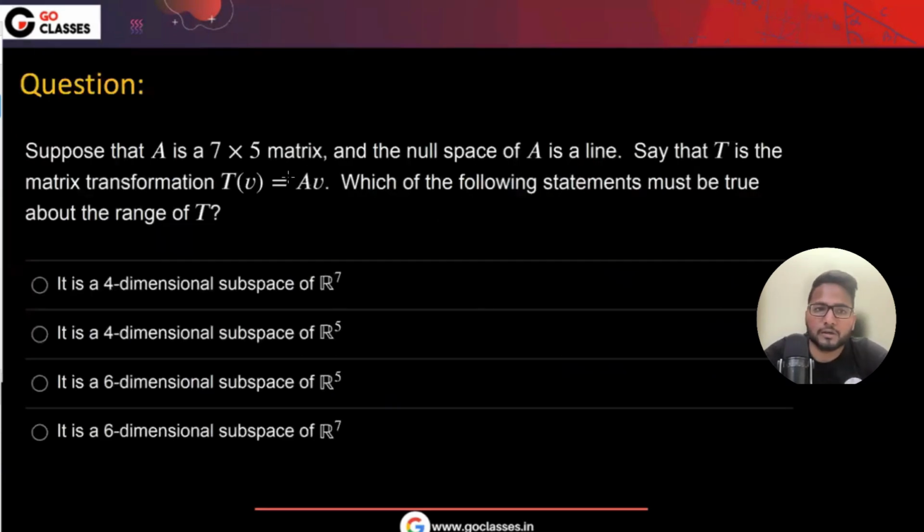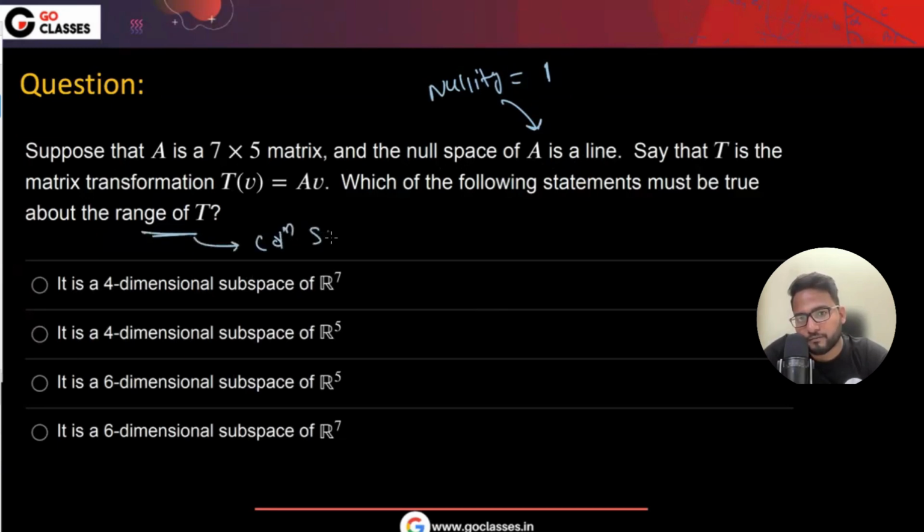Now let's just solve this. Suppose that A is a 7 cross 5 matrix, and the null space of A is a line. It means the null space of A is a line, so the nullity is just one. Okay, one vector. Nullity is just one. Say that T is a matrix transformation like this. Which of the following must be true about the range of T? Okay. So range of T means column space of A. Okay. So can you tell me the column space, I mean the dimension of the column space?